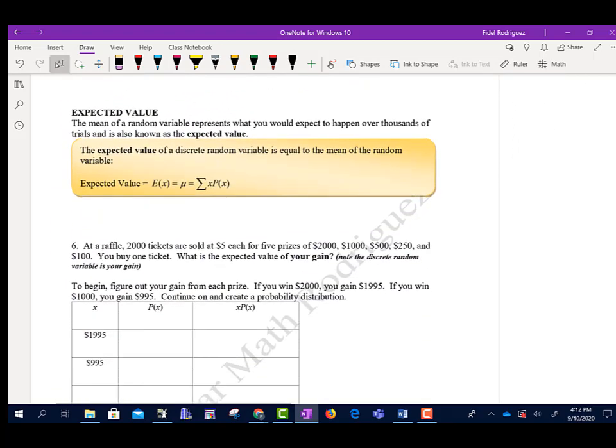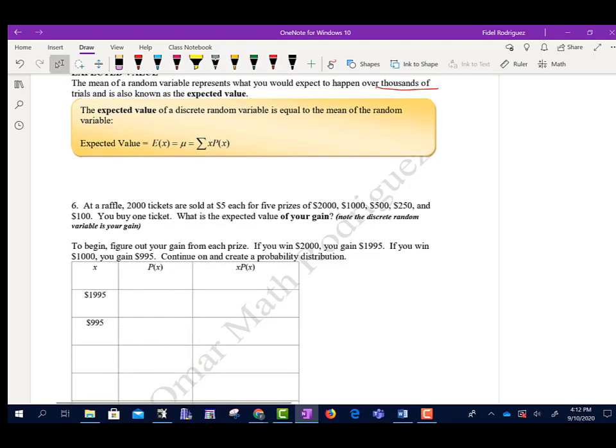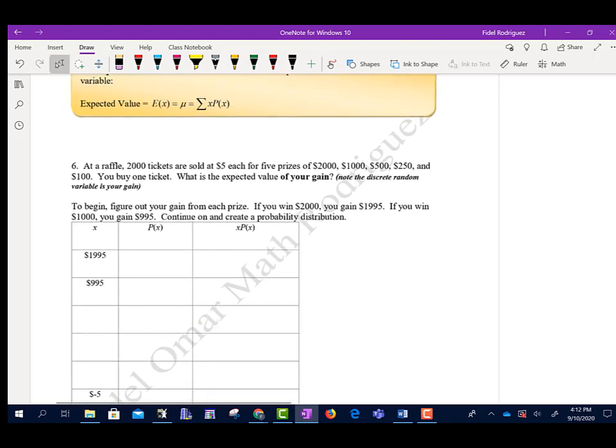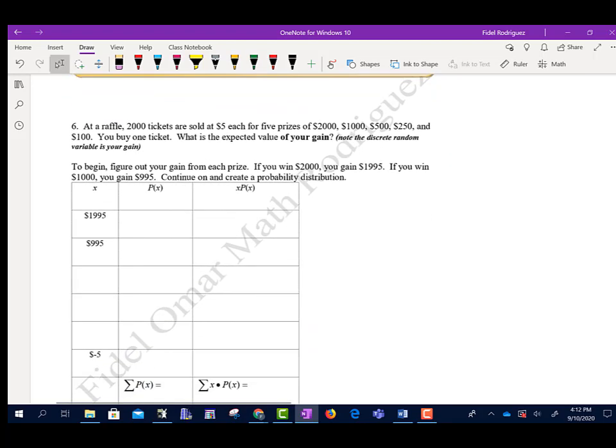All right. Now we have something called the expected value. Let's talk a little bit about expected value. It says the mean of a random variable represents what you would expect to happen over thousands of trials and is known as the expected value. So the expected value of a discrete random variable is equal to the mean of the random variable. All right. So look, I'm going to walk you through the process and see what's going on here.